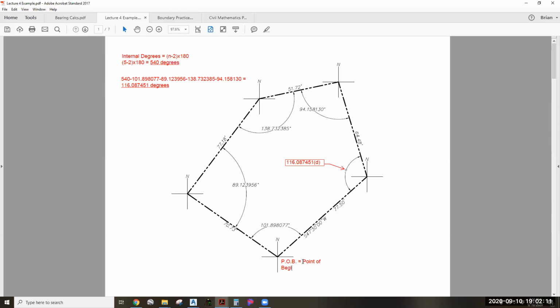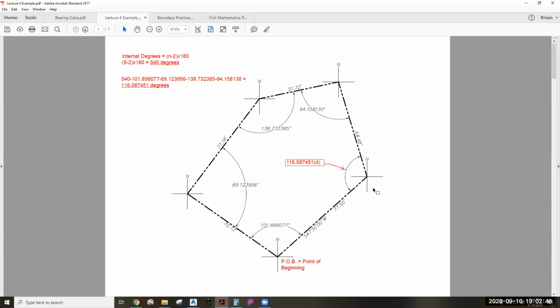Point of beginning means the point in which we will begin our measurements. So we're starting on the lower corner, the southerly corner, and we are going to move in a clockwise rotation. The first line that we want to figure out the bearing of is this line here that's annotated with the 70.73 feet.